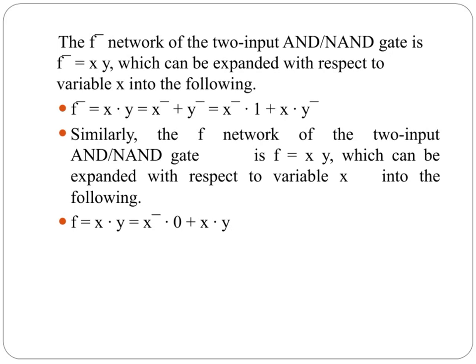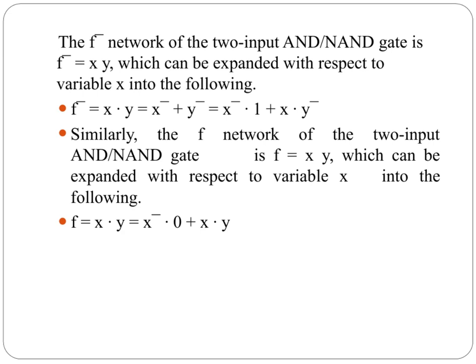Here, we're looking at the function networks for a 2-input NAND gate. For the NAND gate, the function is expressed as f bar equals x and y, which can be expanded by focusing on the variable x. This expansion shows us that f bar equals the complement of x plus the complement of y, or in another form, it can be written as the complement of x times 1 plus x times the complement of y.